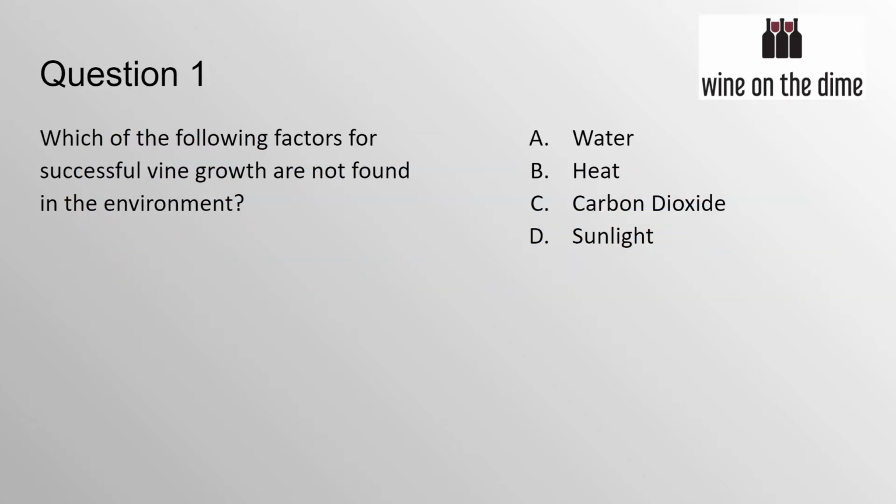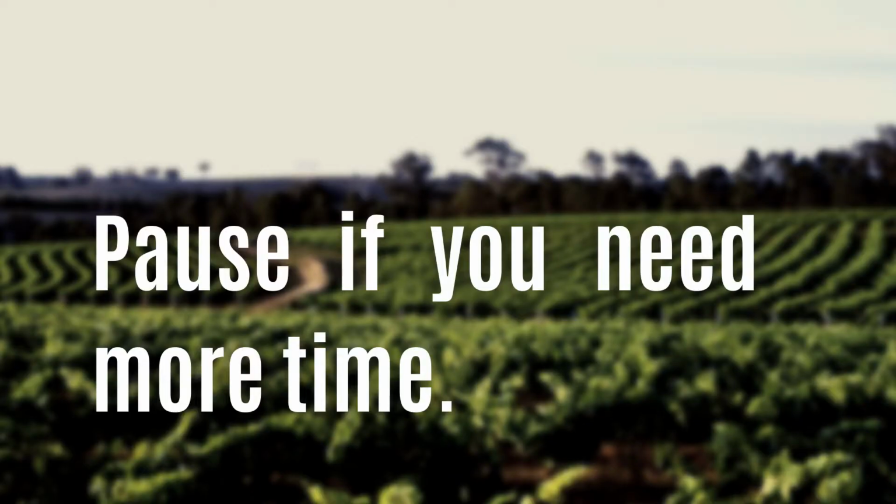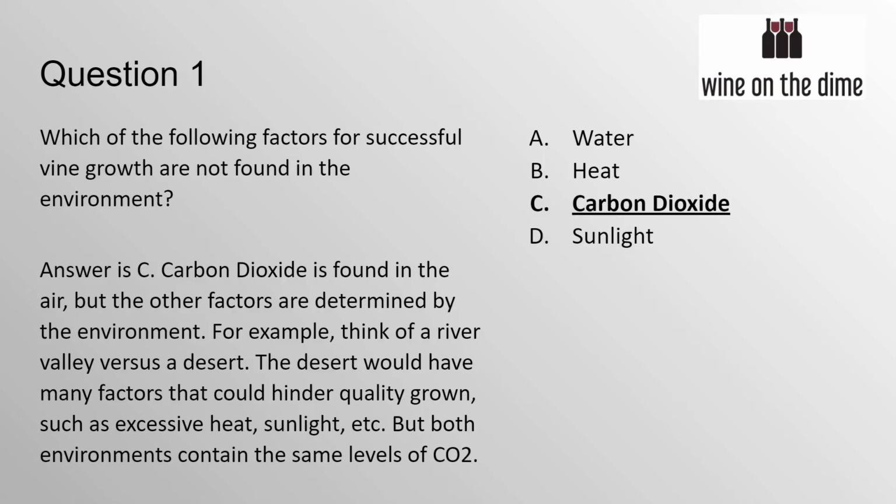Question number 1. Which of the following factors for successful vine growth are not found in the environment? Water, heat, carbon dioxide, sunlight. The answer is C. Carbon dioxide is found in the air, but the other factors are determined by the environment.